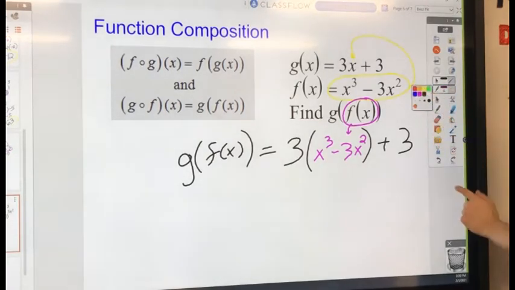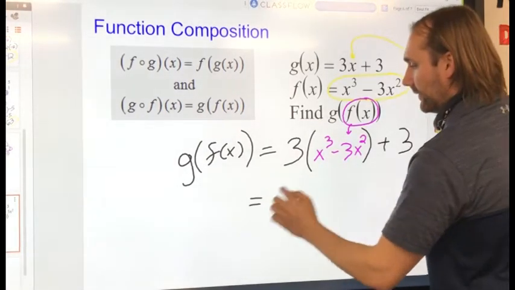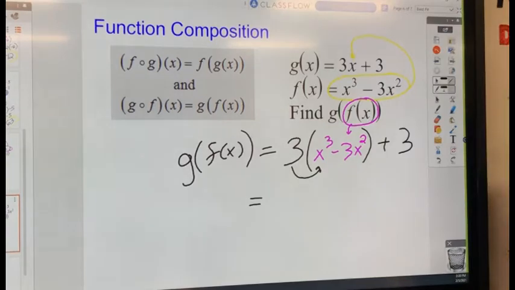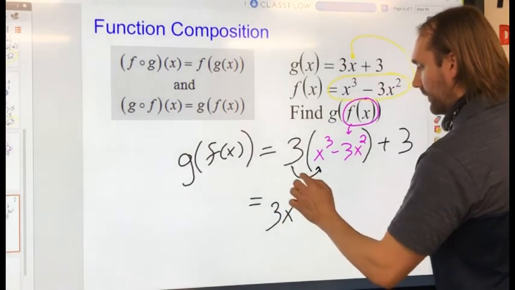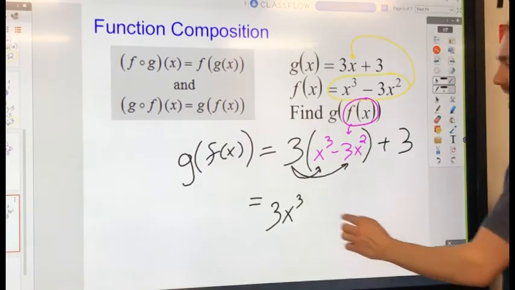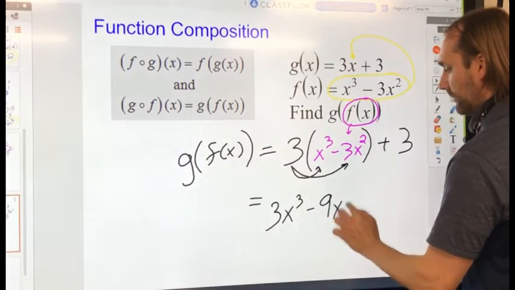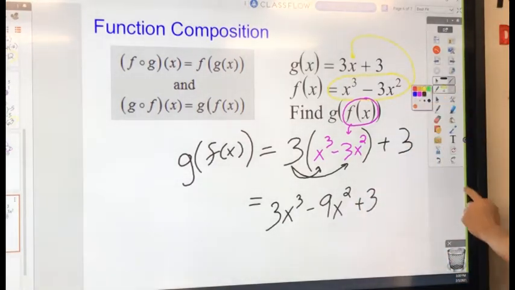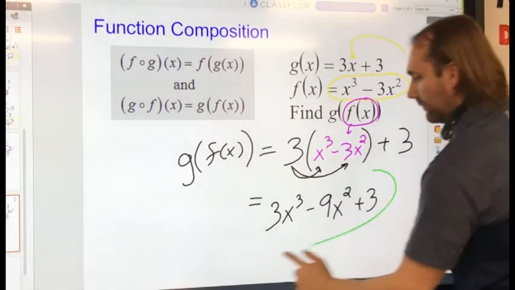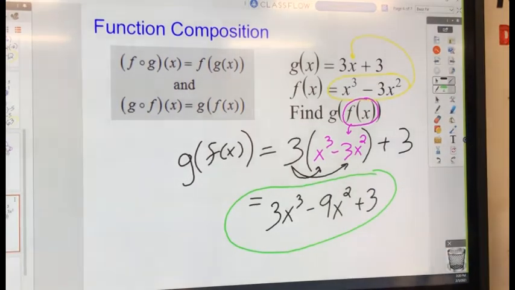And like last time, to finish this off, we just need to simplify. So 3 times x cubed is 3x cubed. 3 times negative 3x squared is negative 9x squared. Ooh. And I have this constant 3. There are no like terms, so that's my solution. I could factor out a 3, but that's overdoing it, at least for today.